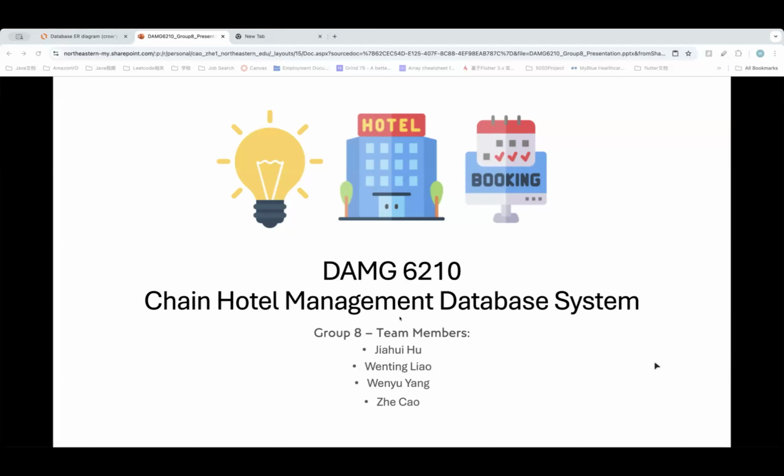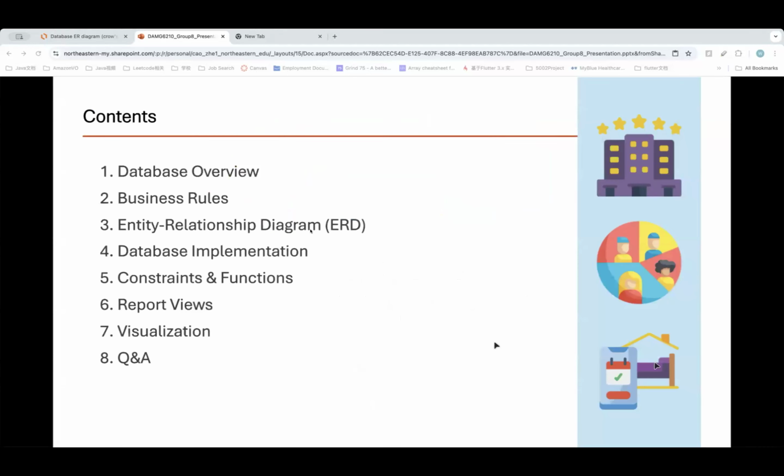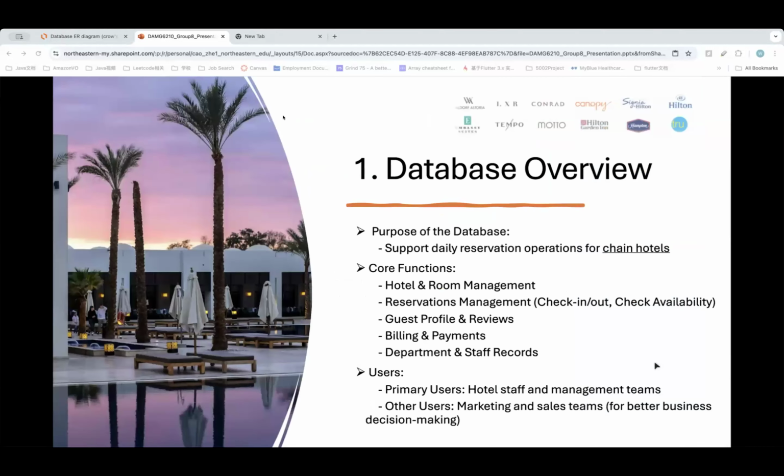Okay. Hi, everyone. We are Group 8 presenting our chain hotel database management. Here's the agenda. I will start with the business context and ERD, and my teammate will dive into the technical parts. Next slide, please. Many of us just returned from Thanksgiving vacation. Think about your hotel stay. You booked a room online, checked in, checked out, paid the bill, and then left.